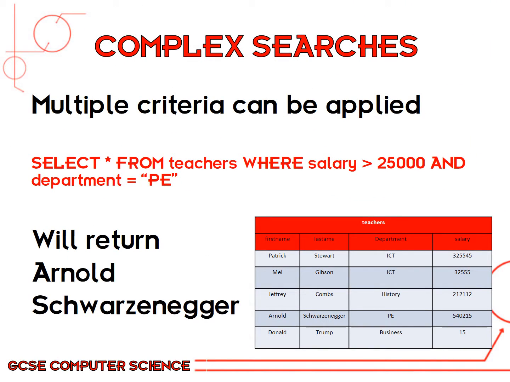We can create some more complex searches by adding multiple criteria. So SELECT star is select all from teachers, where salary is greater than 25,000 AND department equals PE. So that's using a little bit of Boolean logic to say that both conditions need to be true. So the only one where PE and salary are both true for those conditions is Arnold Schwarzenegger.